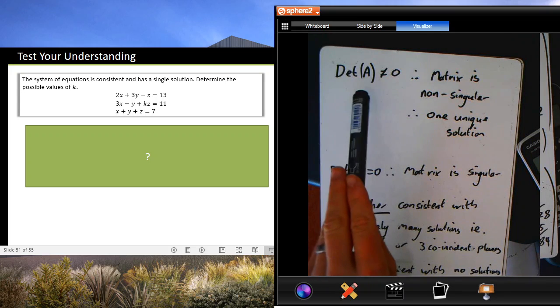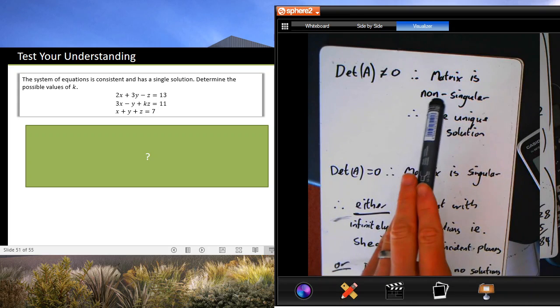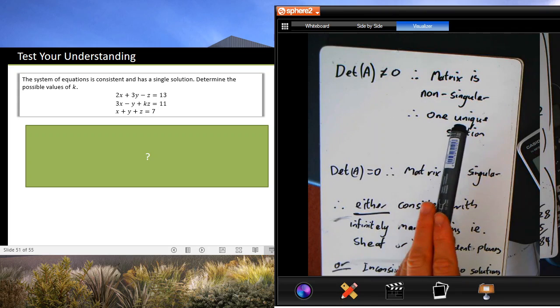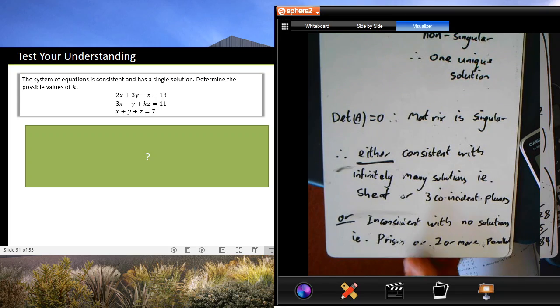If the determinant of A is not equal to 0, that's good because it means we can find the inverse. That means the matrix is non-singular. Therefore there is one unique solution, and you can find it by multiplying on the left by A inverse. If the determinant of A is 0, then the matrix is singular, and we've got a problem of some kind. We haven't got one nice, easy, unique solution. So either it's consistent with infinitely many solutions, that means we're in a sheaf or in three coincident planes, or it's inconsistent, that means there are no solutions. That means we're either in a prism or two or more of the planes are parallel.